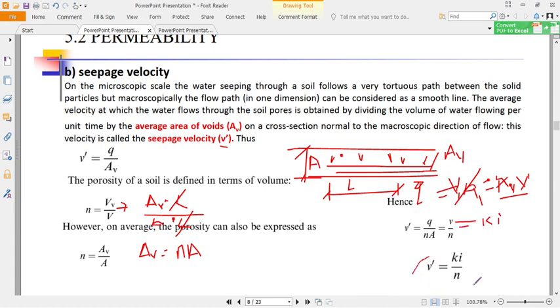So now the seepage velocity can be determined as V', which is equal to K, the permeability of the sample, times i, the hydraulic gradient between two points of interest, which is equal to H divided by L. H is the head, the pore water pressure head which causes flow, and L is the length of the sample. So with these parameters, you can determine the speed at which the water passes through the voids.